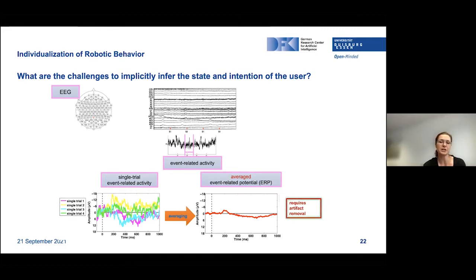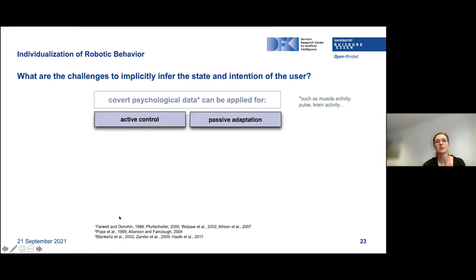So therefore, we need not only artifact removal in some cases, not always, but we also for sure need signal processing and machine learning to learn to recognize the signals in these single trials that we have here. That's very important. And why is this important?